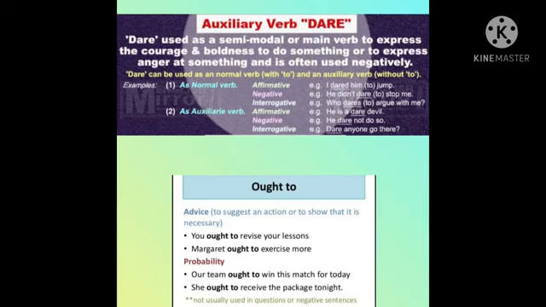That is a negative. And as an auxiliary verb or as a modal verb, we are using it like: he is a daredevil. It is showing the boldness of that person. Then, he dare not do so. It is again a modal, because there we are not using to. If we are using to, that is a main verb. If we are not using to, that is an auxiliary verb or a modal verb.